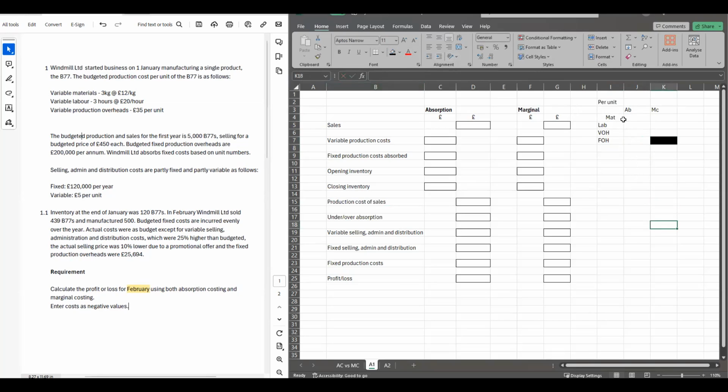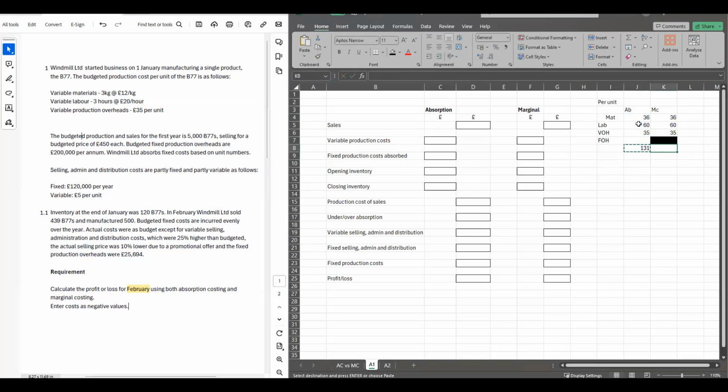So we've got the materials, which are variable materials, 3 kilos at £12 per kilo. So 3 times 12, 36, and it's going to be the same for our marginal costing. Similarly with labour, we've got 3 hours at £20, so the total is going to be 60. Same for marginal costing. And then for the variable production overheads, we've got £35 per unit, and again, that's going to be the same under both.